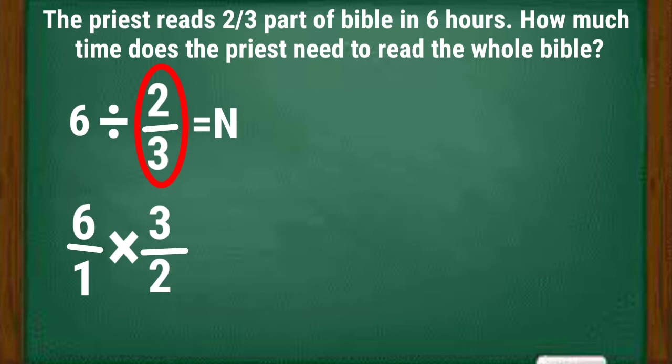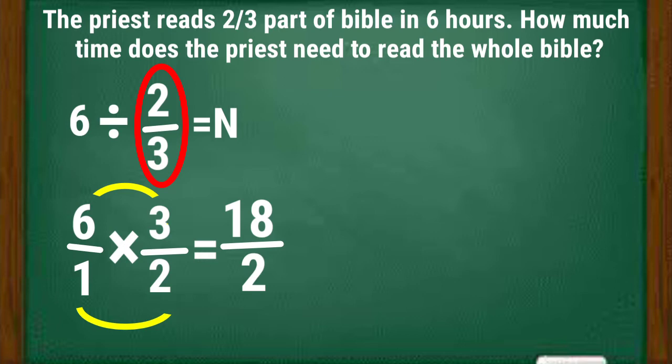Then, step number 2, multiply the numerators. So let's go back to the steps in multiplying fractions and whole numbers. Multiply the numerators. 6 times 3 is 18. The third one is multiply the denominators. So 1 times 2 equals 2. So the answer is 18/2.